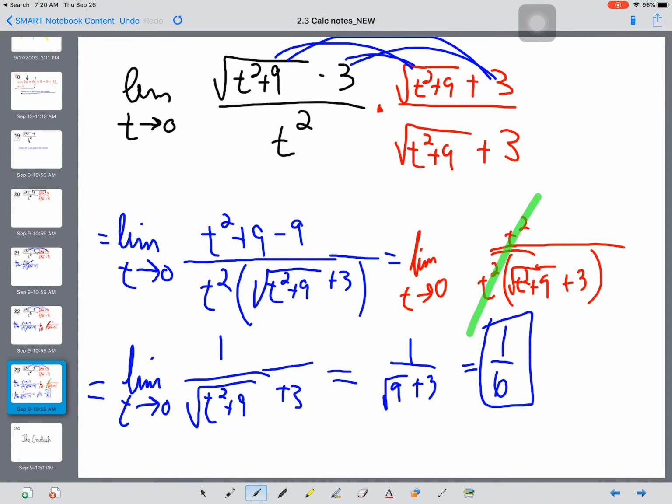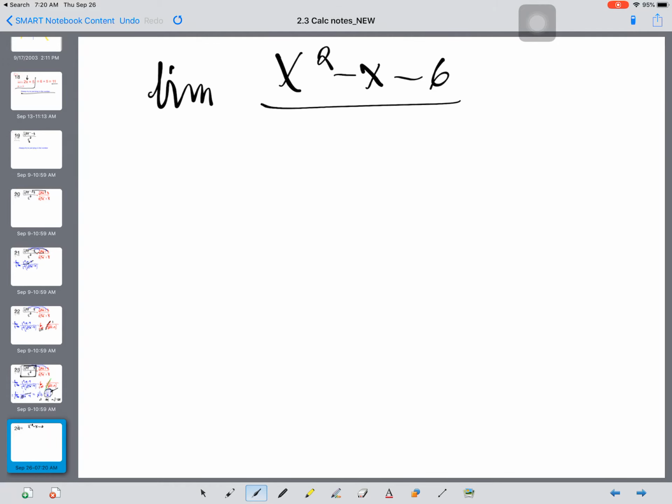Let me show you another kind of problem that's a little different. If I had a limit of x squared minus x minus 6 over x minus 3, limit as x approaches 3, look at what happens. If I plug 3 into that equation, of course, it's undefined. What I'm going to do, though, with this problem then is I'm going to do some factoring.